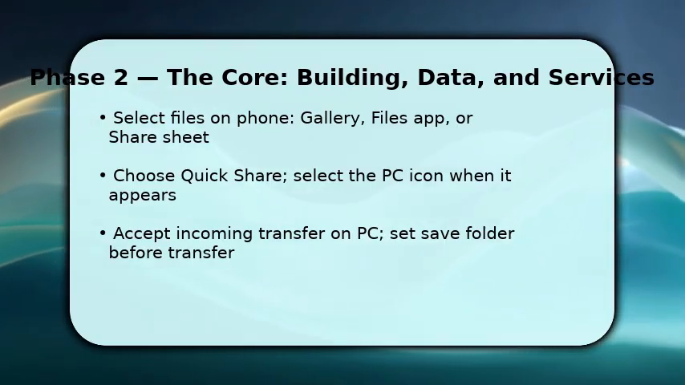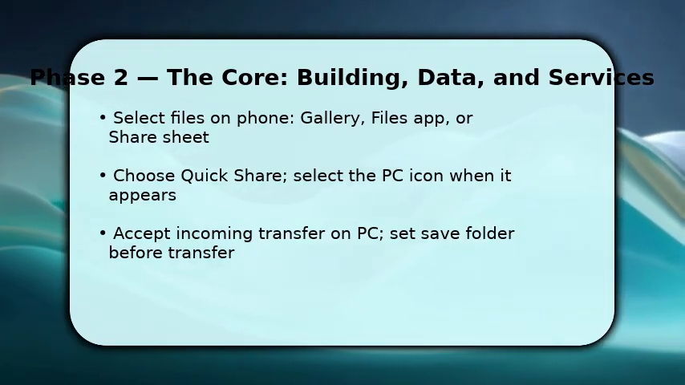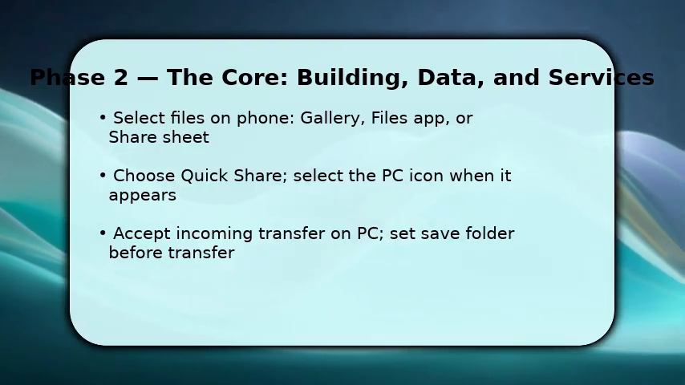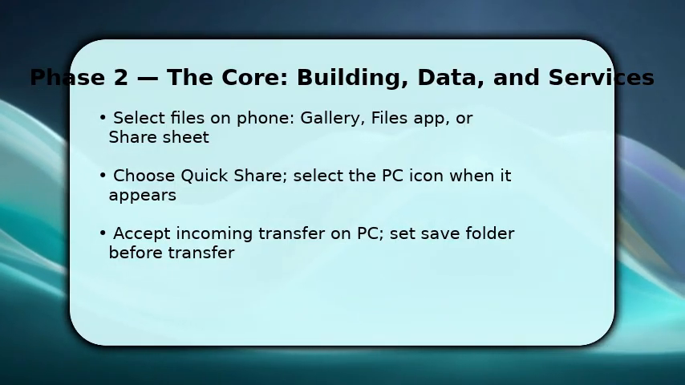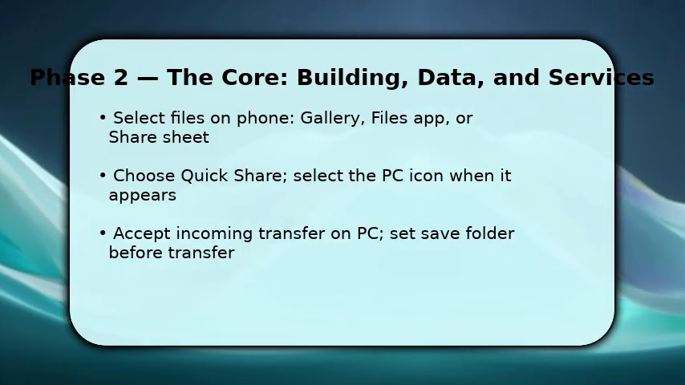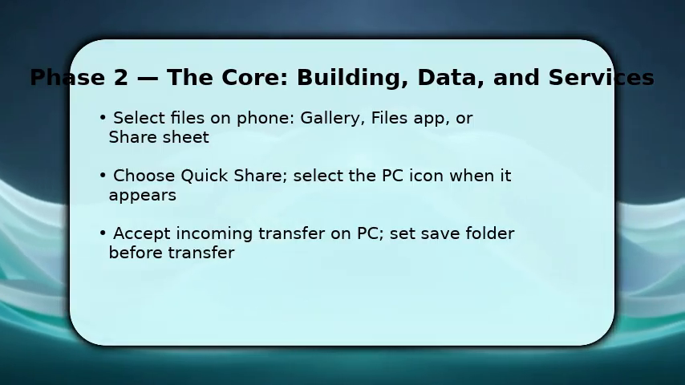The phone will send an invitation. On the PC, accept the incoming connection and confirm the target folder, because QuickShare saves to the chosen location. Once accepted, watch progress on both devices. Larger files take longer, so keep screens on. If you need multiple files, queue them to avoid repeated pairing prompts.